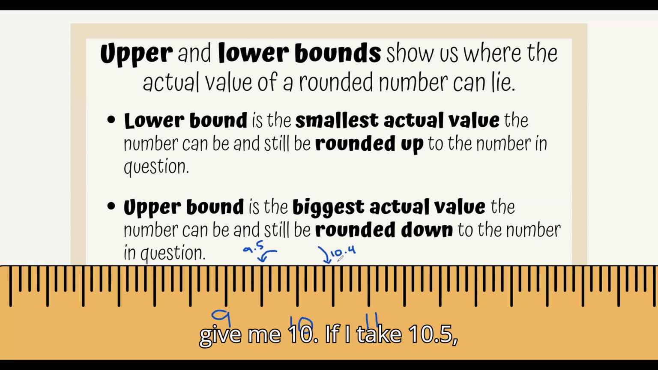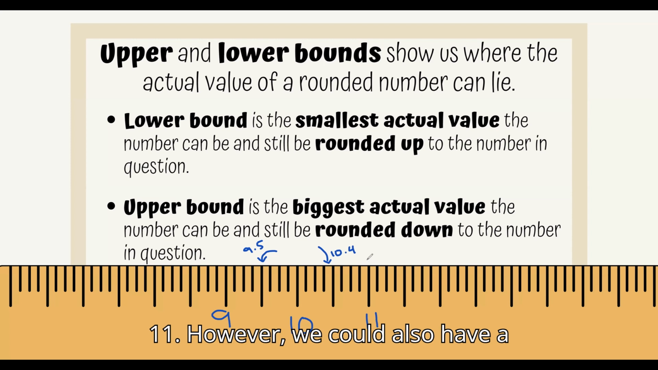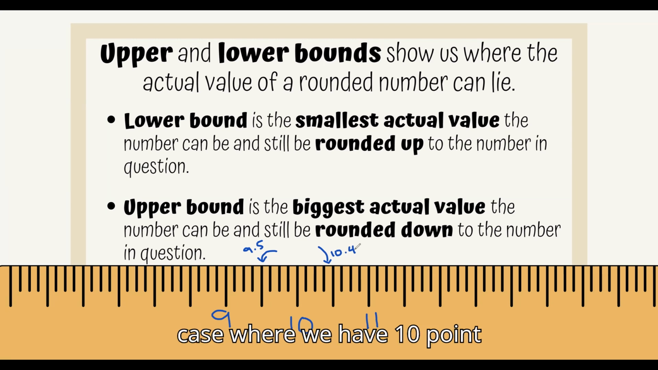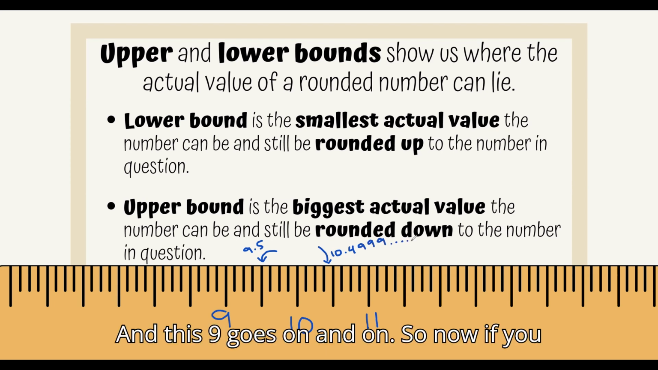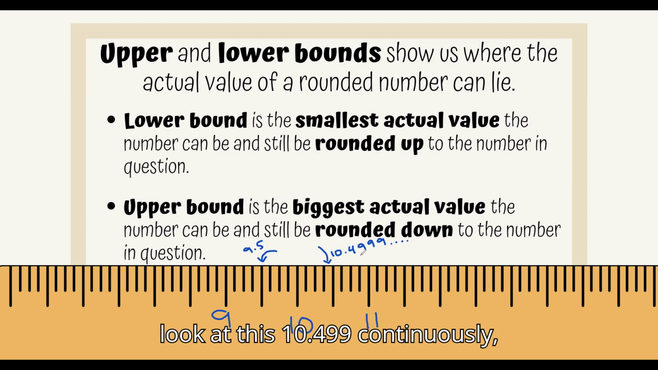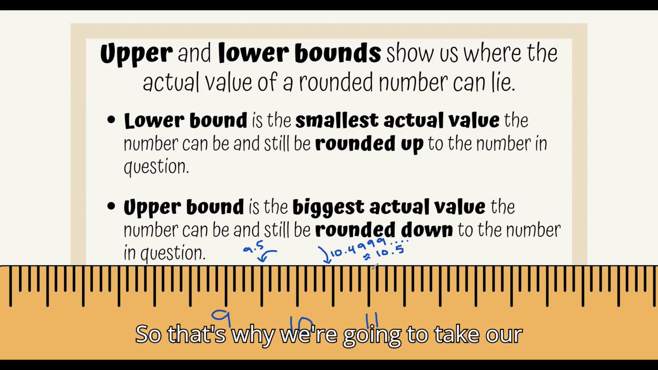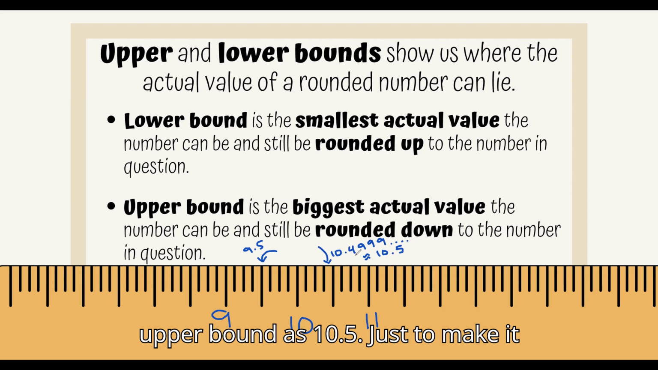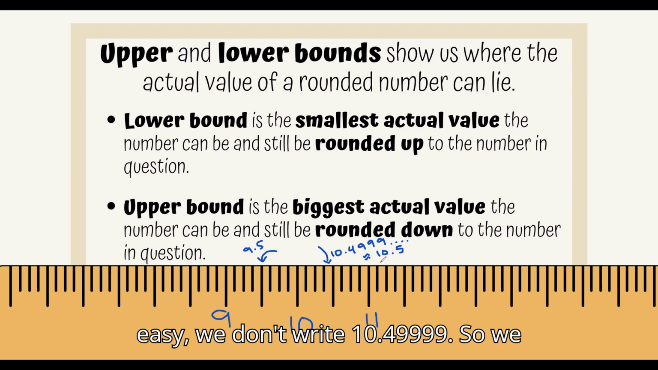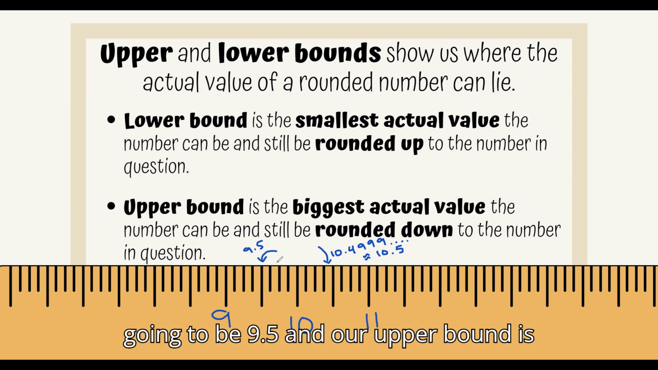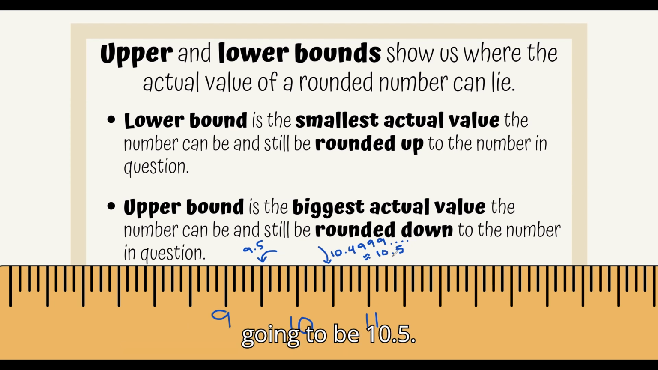If I take 10.5, that's going to round up because 5 will round up. So that's going to go to 11. However, we could also have a case where we have 10.4999, and this 9 goes on and on. If you look at this 10.499 continuing, this rounds to 10.5. That's why we're going to take our upper bound as 10.5. Just to make it easy, we don't write 10.49999, so we write it as 10.5. So our lower bound is going to be 9.5 and our upper bound is going to be 10.5.